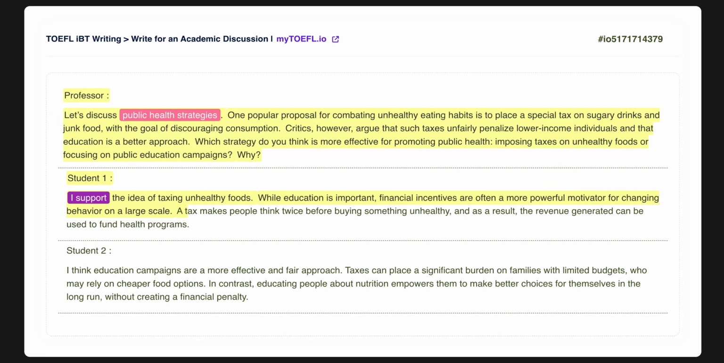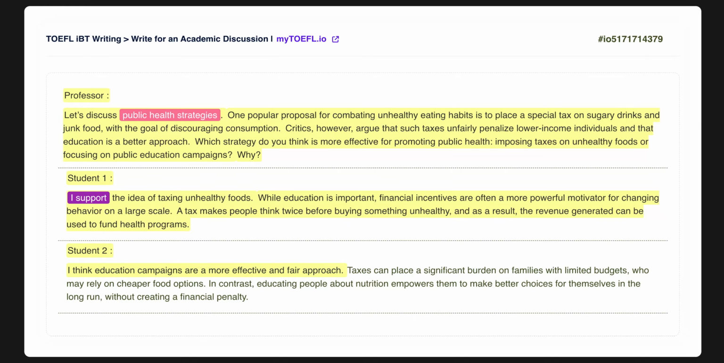A tax makes people think twice before buying something unhealthy, and as a result, the revenue generated can be used to fund health programs. Student 1 provides a specific benefit, revenue generated. They explain that this money can be used to fund health programs, which adds a second layer of support to their argument. Student 2. I think education campaigns are a more effective and fair approach.